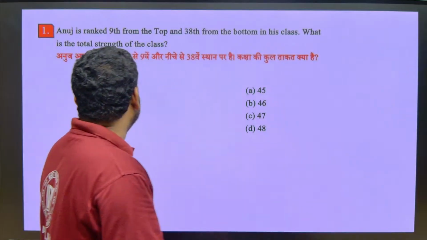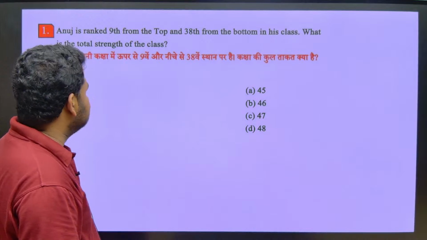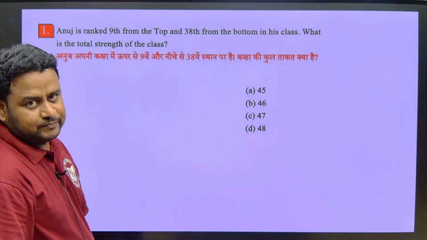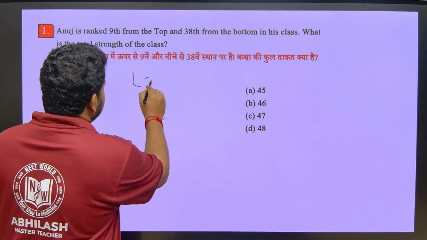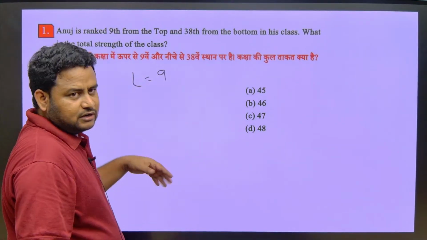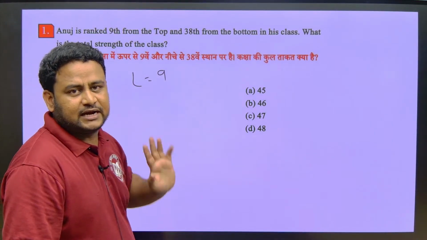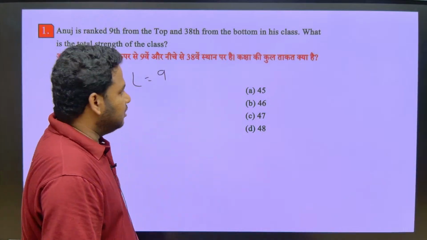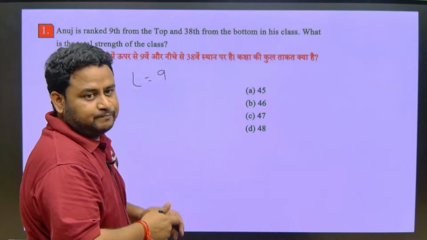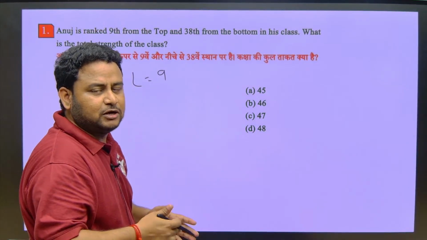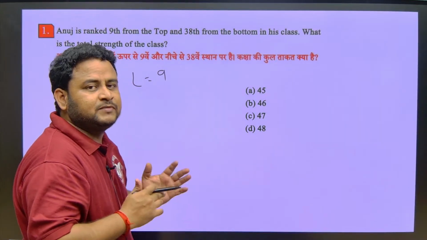Now have a look at this question. Anuj is ranked 9th from the top and 38th from the bottom in the class. What is the total strength of the class? I told you top means you should take it as left. Here left is 9th. Now I am writing the formula. With more practice, without using the pen also, you can directly write the answer to these questions. Otherwise, if you count from the top and from the bottom, it will take a lot of time. By using this method, you can save a lot of time and get the correct answer accurately and within the shortest possible time.